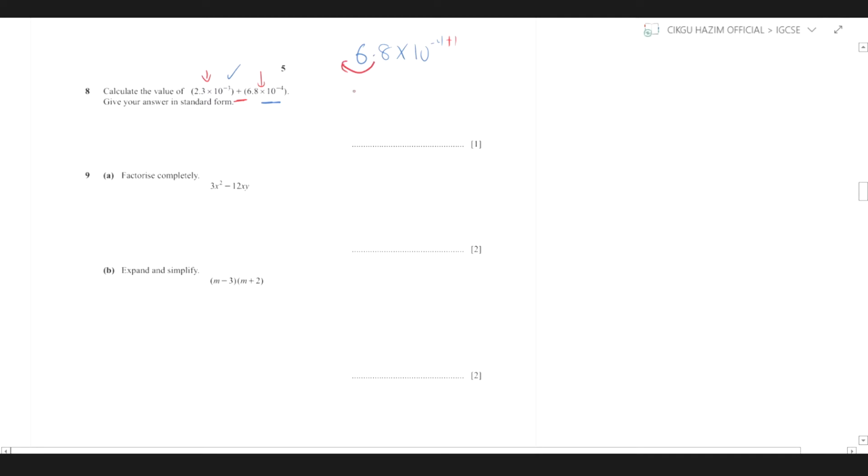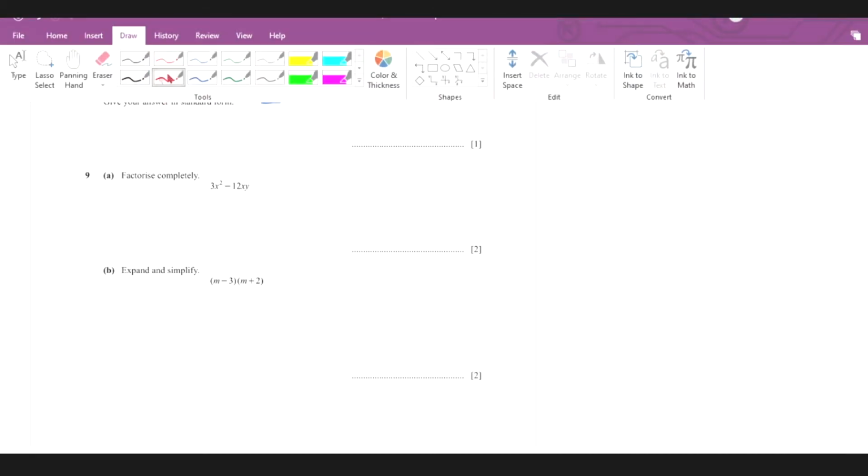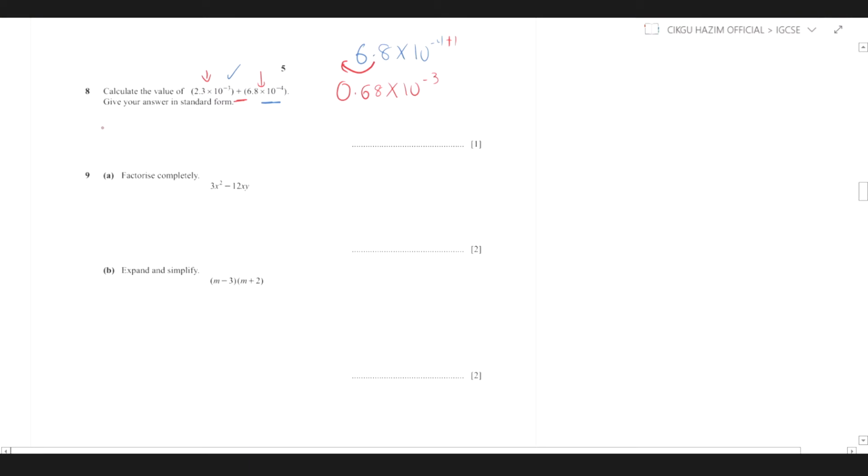I always tell my students, if from the right means positive, so from right is plus 1. So if it's from the right here, then what do we have? It's going to be 0.68 times 10 to the power of negative 3, and then we can do the addition as usual. So 2.3 times 10 to the power negative 3, plus 0.68 times 10 to the power negative 3. Ignore the 10 to the power negative 3. We do the decimal as usual here. So 2.3 plus 0.68 is going to be your final answer.